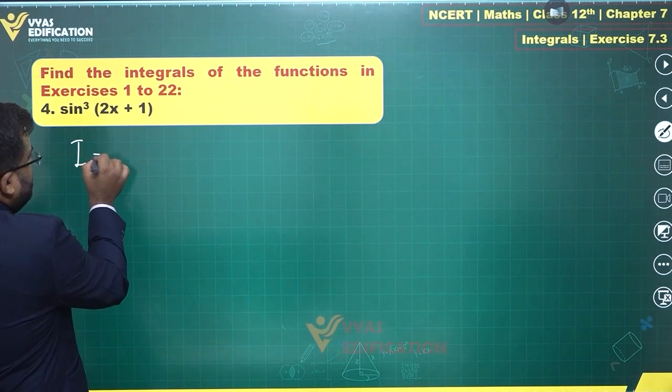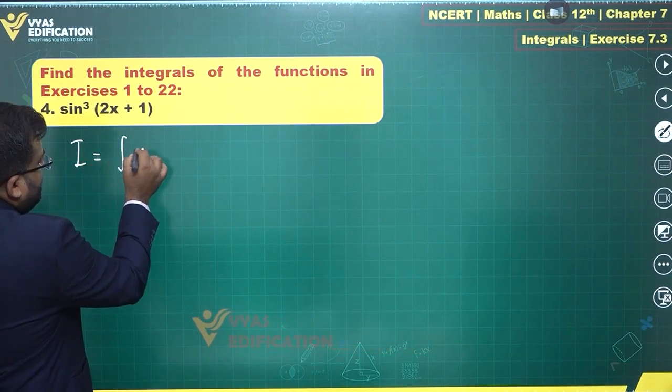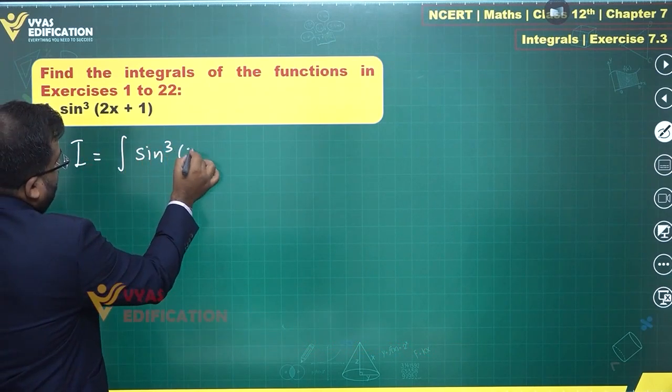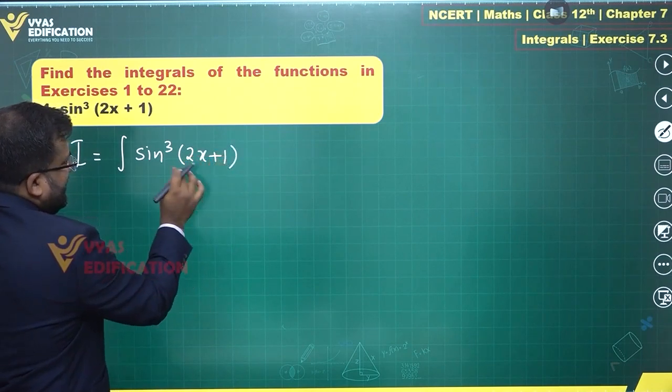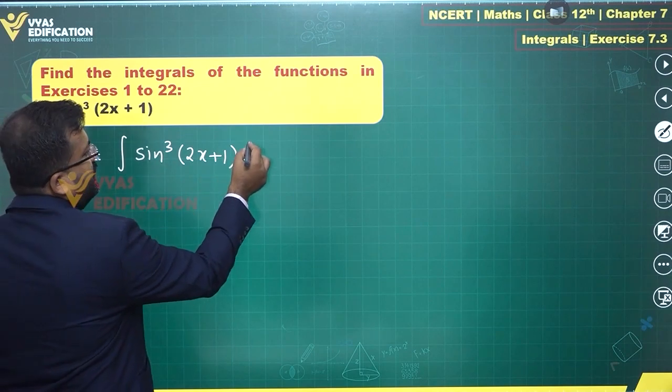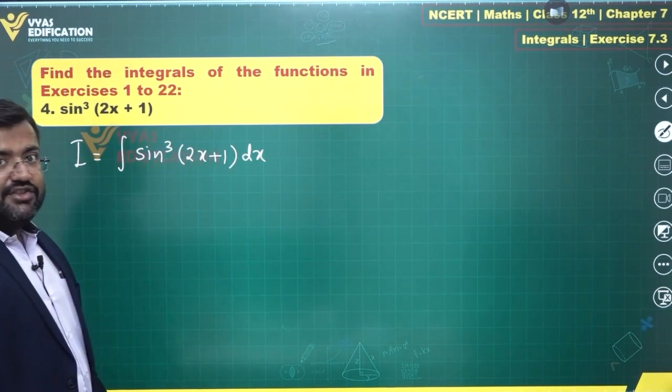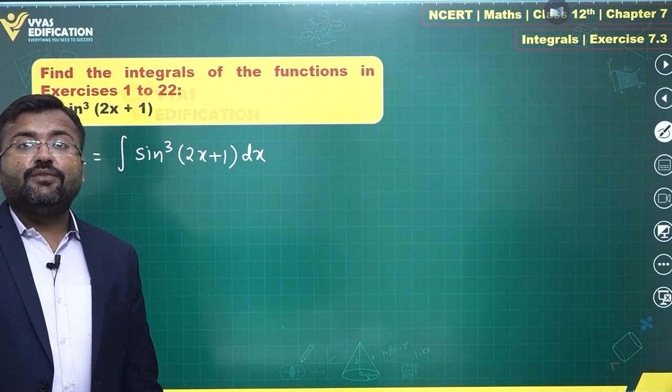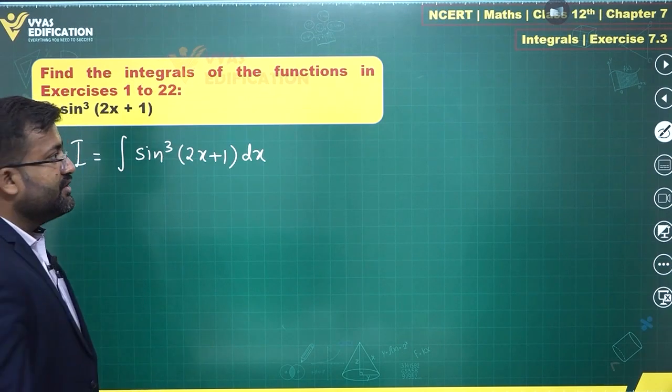So I is equal to integral of sine cube 2x plus 1. Now this is a linear polynomial of x. This will not create a problem. This sine cube is creating a problem for us for integration, right? And we can use an idea of substitution. What's that idea of substitution?